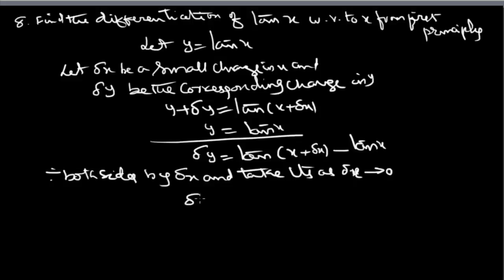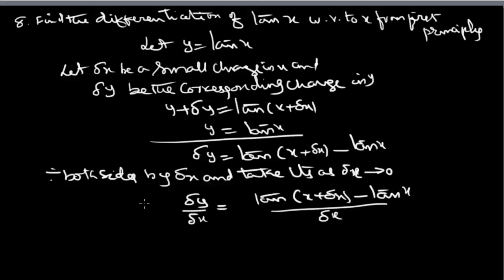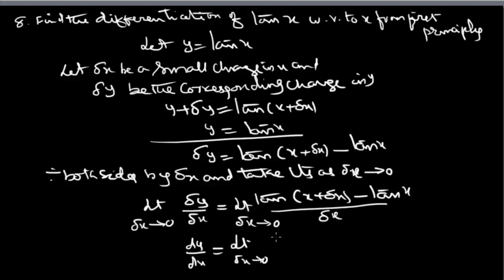So simply we write delta y by delta x here, and that means I am dividing both sides by delta x, tan of x plus delta x minus tan x whole divided by delta x, and here take limit delta x tending to 0, here also limit delta x tending to 0. This delta y by delta x limit delta x tending to 0 is what? Simply dy by dx. Now right hand side, this is a problem in limits which is to be evaluated. So that directly it will be in the form 0 by 0.